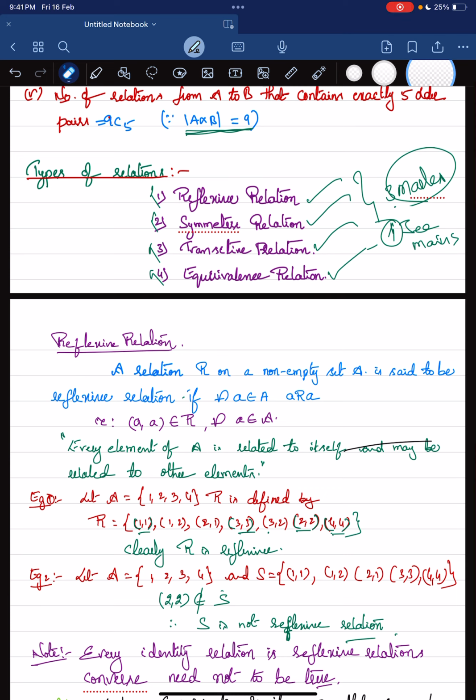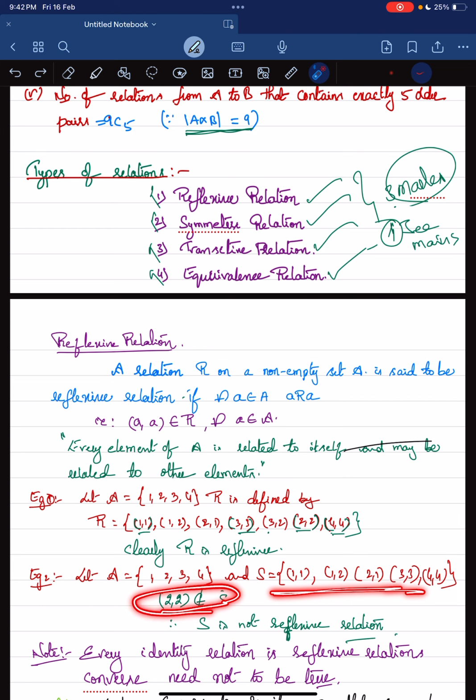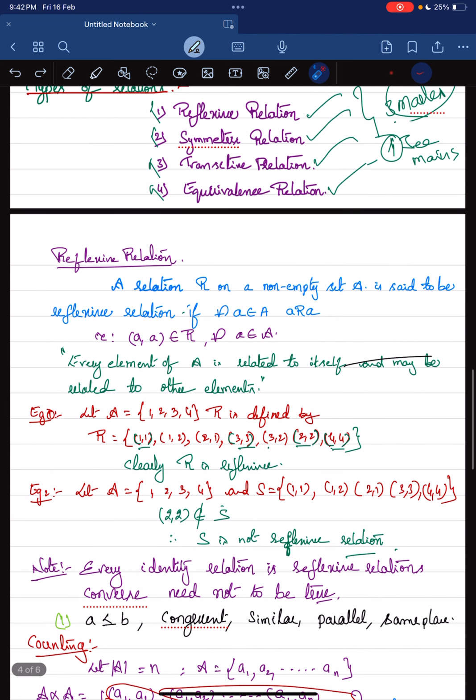Let A equals {1, 2, 3, 4} and S is the relation {(1,1), (1,2), (2,1), (3,3), (4,4)}. It is not a reflexive relation since (2,2) does not belong to S. The ordered pair (2,2) does not belong to S. So that is why it is not a reflexive relation.